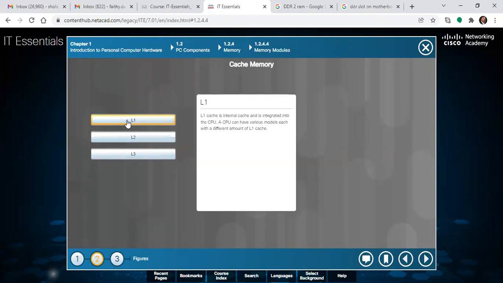Now, the L1 is an internal cache, and it is integrated into the CPU. A CPU can have various models, each with a different amount of L1 cache. So we now have the L2 cache. This one is an external cache and was originally mounted on the motherboard near the CPU. An L2 cache is now integrated into the CPU. Don't forget what the CPU does. The CPU is the general overseer, the one that moves and controls every process of data within your system, okay? Then we have the L3. The L3 cache is used on some high-end workstations and server CPUs.